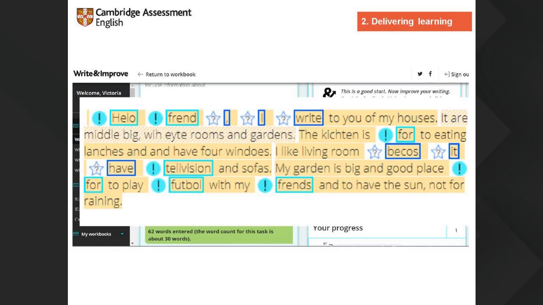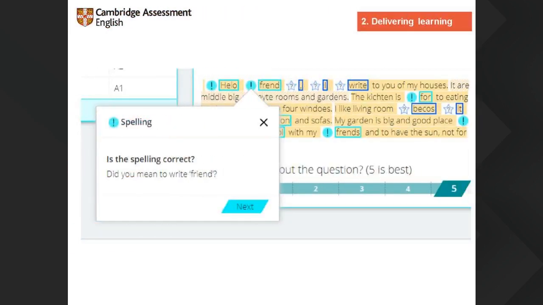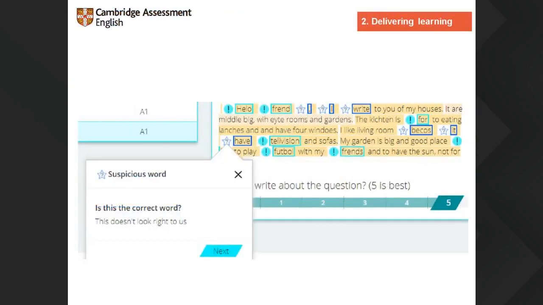And so you have the exclamation marks for word level feedback, and then you get phrase and sentence level feedback. Okay, I want to make clear that this is not a spell checker, and it's not Grammarly. At word level, it will suggest, did you mean to write friend? But at phrase and sentence level, it will direct students towards where it thinks there is an issue. So is this the correct word? Doesn't look right to us. You can see it's the wrong verb tense. I like living room because it have.